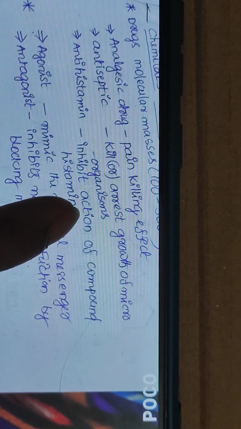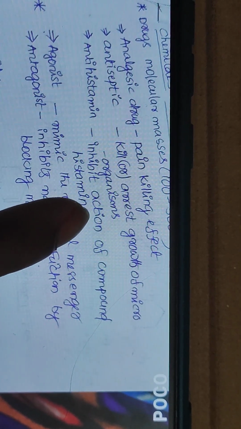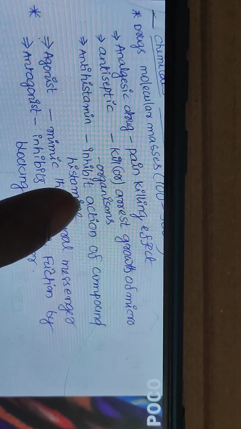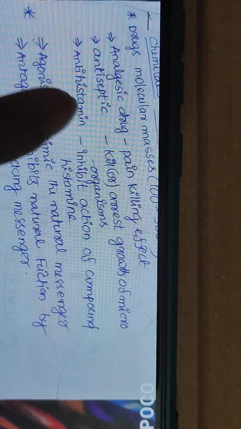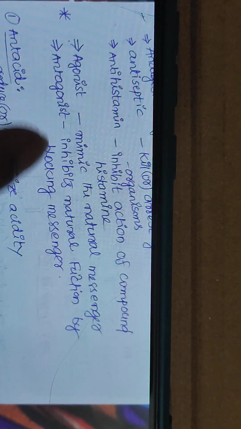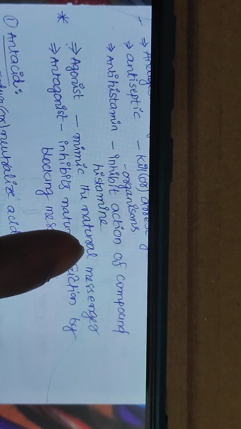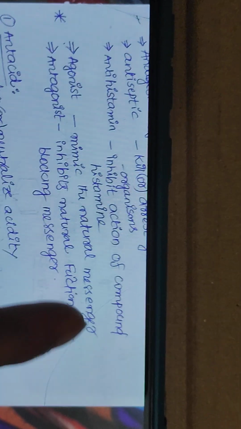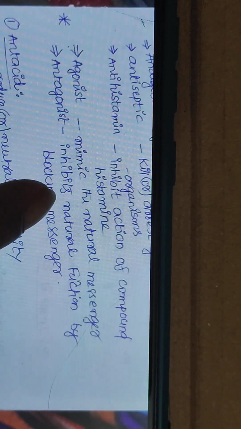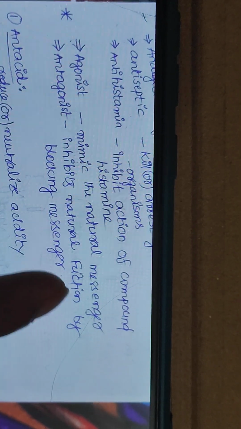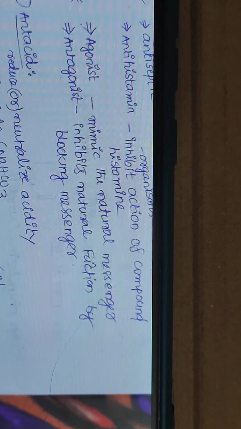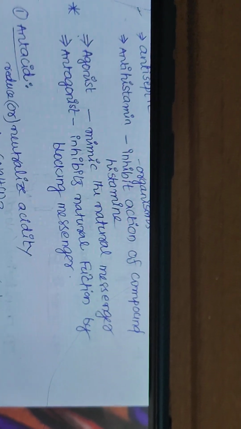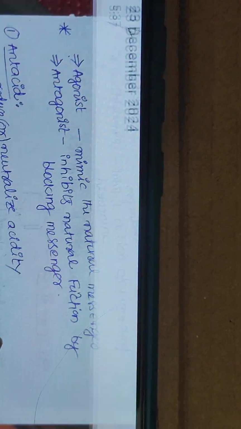Sometimes histamine will be released in the stomach, so we have to decrease the amount of histamine in the stomach. For that we use the drug called antihistamine. Next one, agonist, which mimics the natural messenger. Next, antagonist inhibits natural function by blocking messengers. Whatever it may be, it will stop the natural messenger by blocking the messenger.